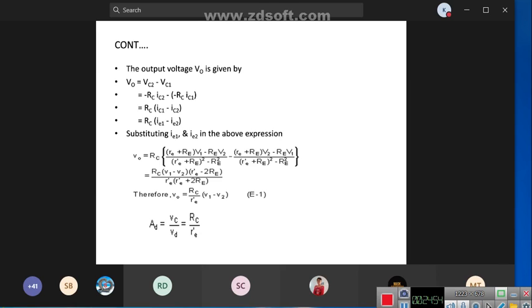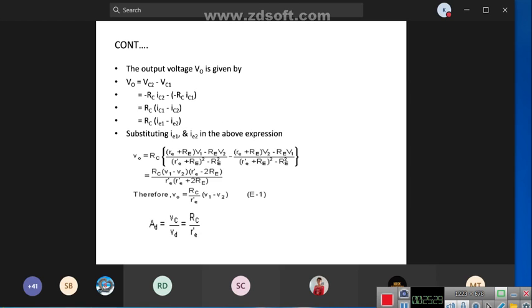So substitute. So V0 equal to Rc into, so this is the IE1 equation and this is the IE2 equation. Then we will get V0 equal to, so these two terms will cancel, RC by RE dash into V1 minus V2. So here V1 minus V2 is nothing but VD, differential voltage, right? So V1 minus V2 is equal to VD.